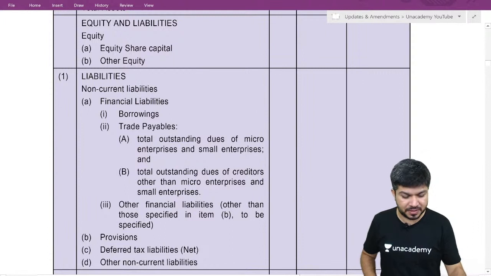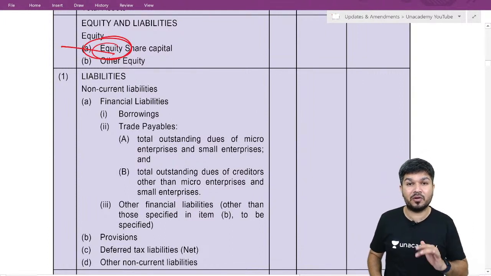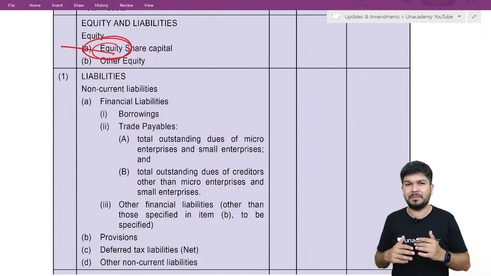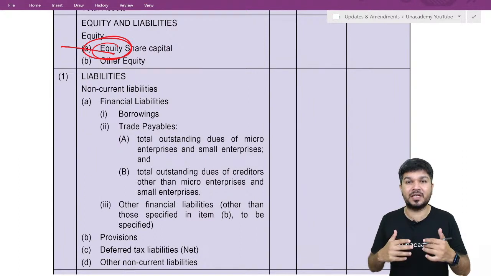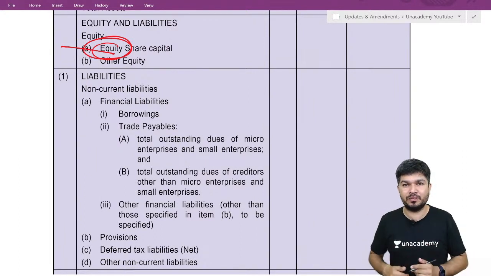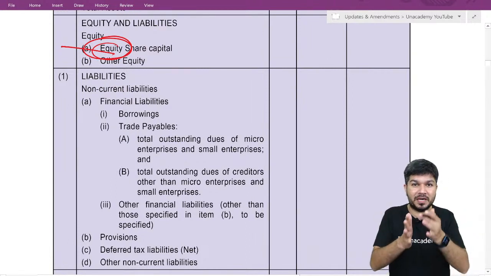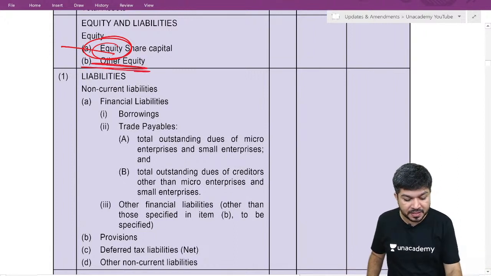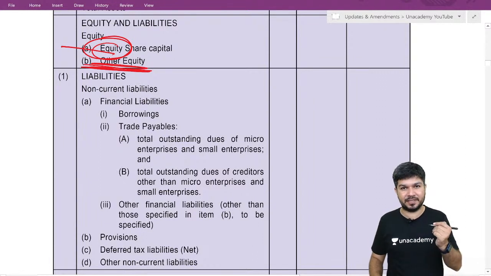Okay, under your capital, you have equity share capital. Preference share capital is a part of liability under your Division 2. That will be a part of financial liability. So if it's a convertible preference share, a convertible compound financial instrument, we bifurcate into two parts. Which are the two parts? Equity component, liability component. Equity component comes under other equity. Liability component will go under your financial liabilities.